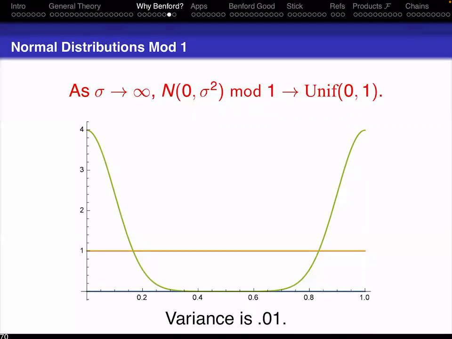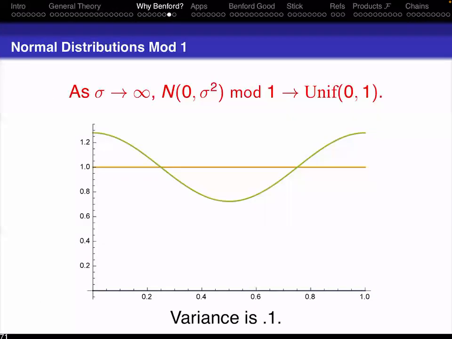And the claim is that as the standard deviation goes to infinity, a normal with standard deviation sigma converges, when you look at it mod 1, to a uniform. Well, if you think about it, if the normal has larger and larger standard deviation, it's looking flatter and flatter and flatter on these intervals of length 1. And so when you amalgamate, it should become uniform. If I have something that's uniform, oh, that's related to Benford. So if my logarithm is uniform, I'm Benford.